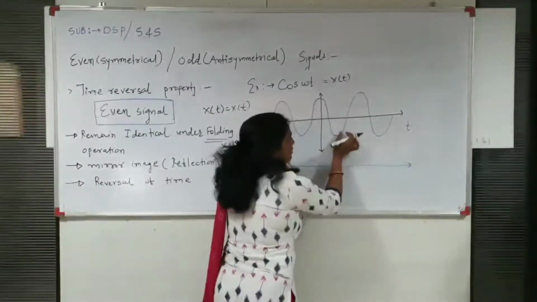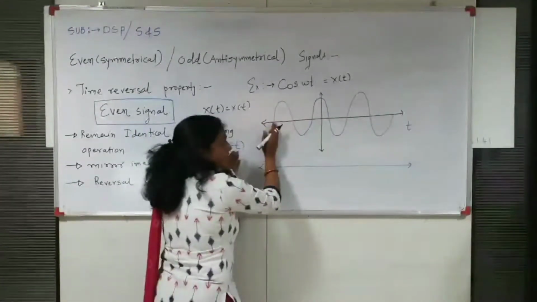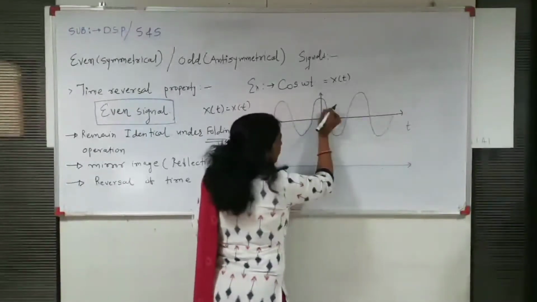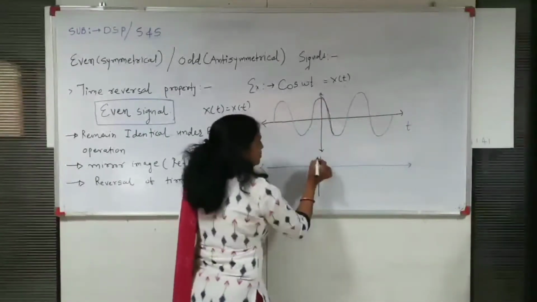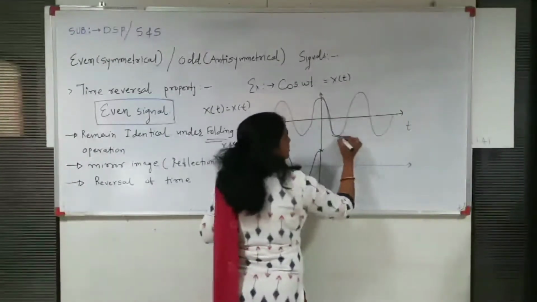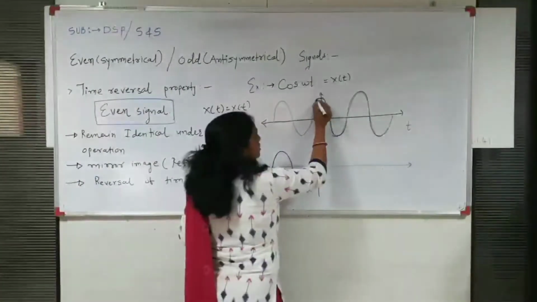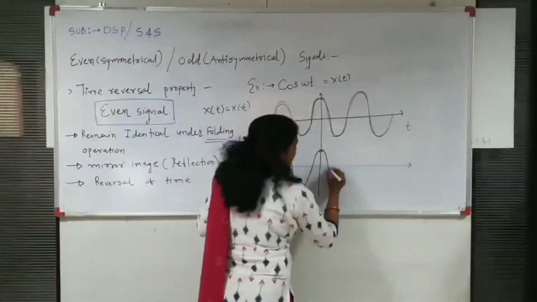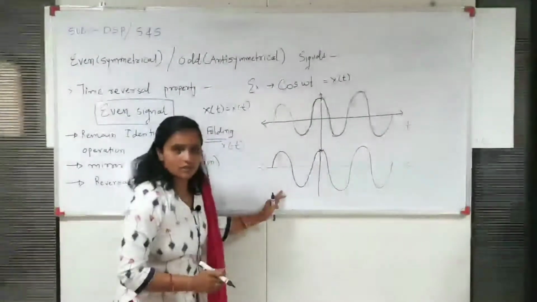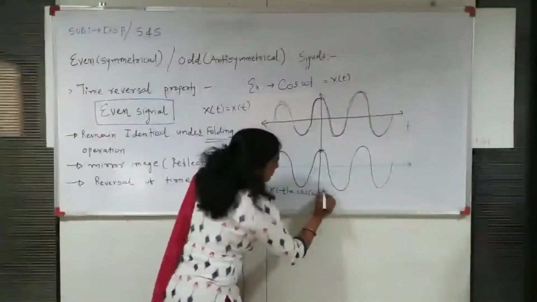Now, the right-hand side portion is folded to the left-hand side, and this left-hand side portion is folded to the right-hand side. Suppose I fold this portion to this portion, it becomes like this. This portion is reflected in this way, and in the same way this portion is reflected in this way. So this is the time reversal, that is x of minus t, that means cos omega of minus t.